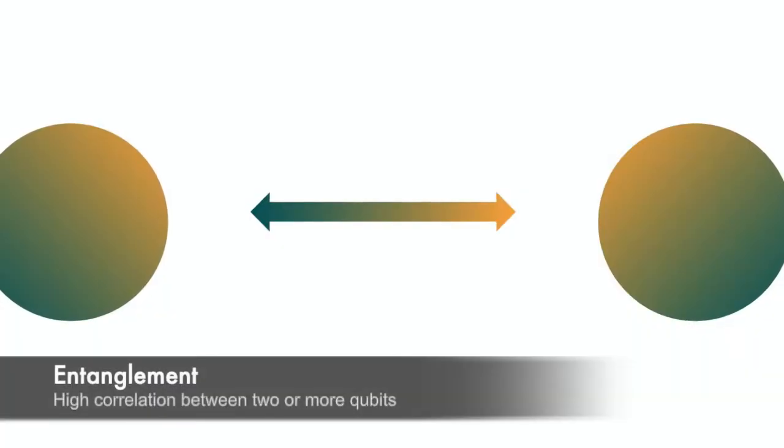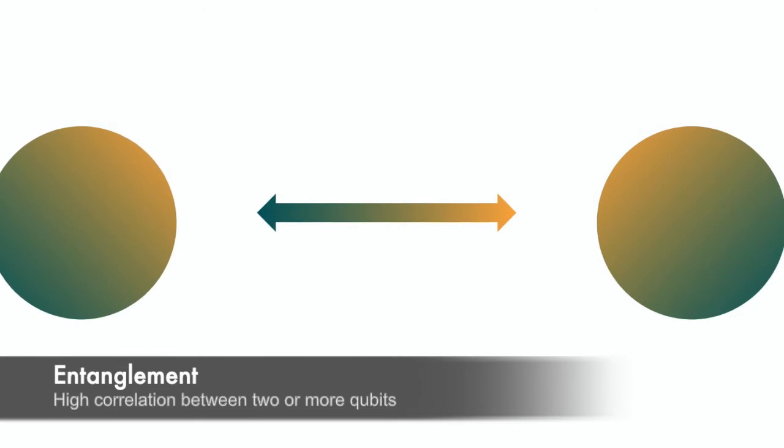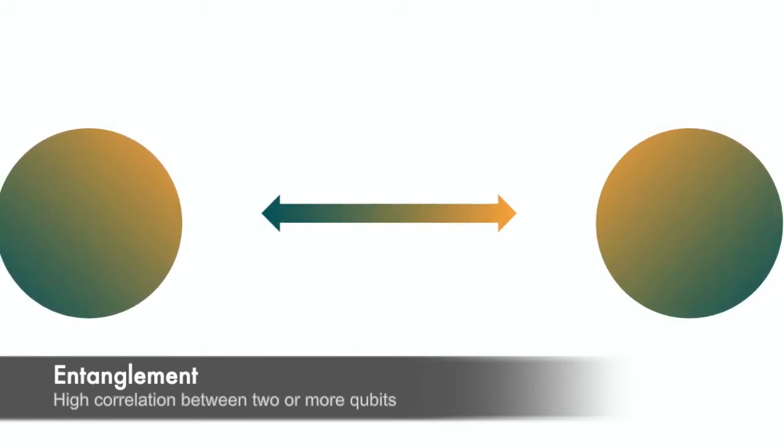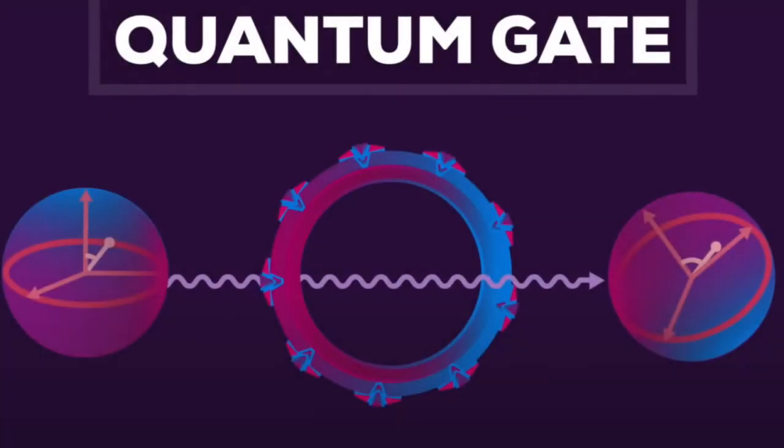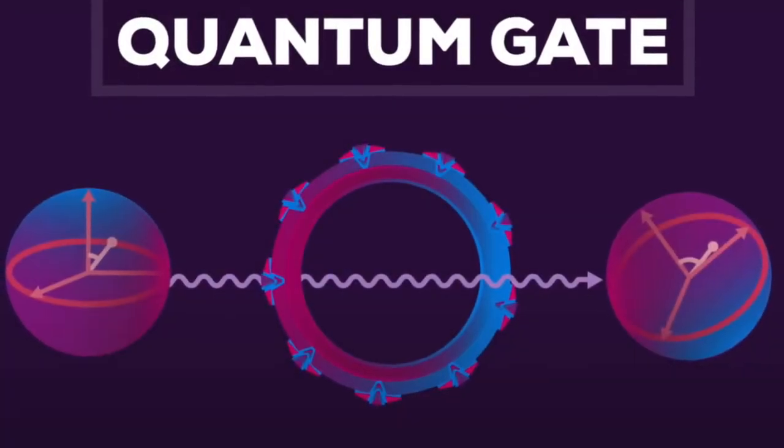Entanglement. It is a property where there is a connection between each qubit. That means when you make a change in one qubit, it has effects on others. This property expresses a high correlation between two or more qubits, allowing it to compute different possibilities at the same time.